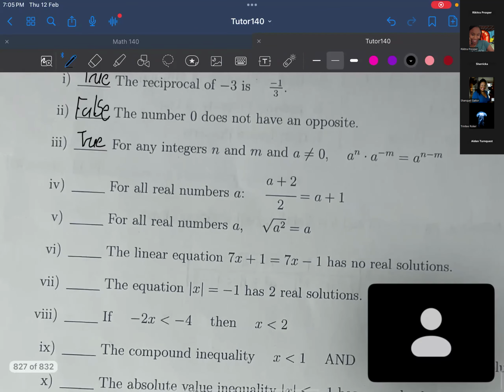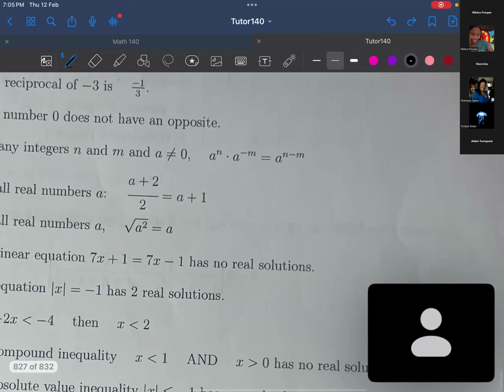Okay, so for all real numbers a, (a + 2)/2 is equal to a + 1. If I was attempting a question like this, my first step would be to pick a random number and test it out to see if it's possible for that number. It's saying for all real numbers, so 1 up until infinity, that this equation is equal to that. So let's pick a random number.